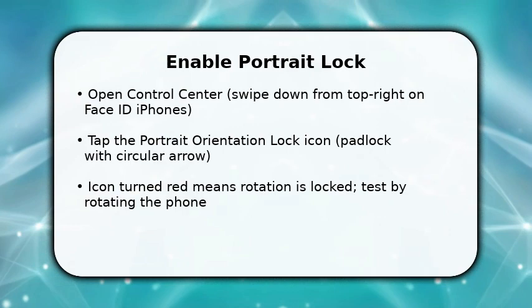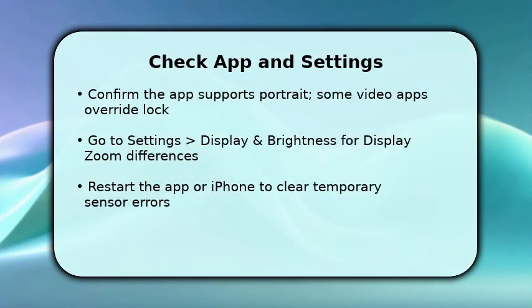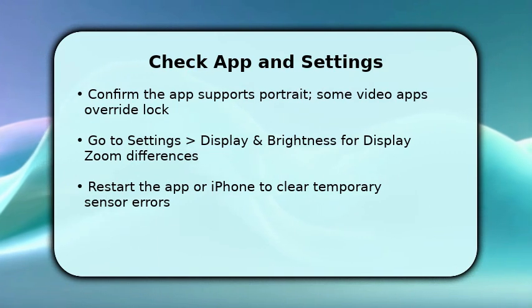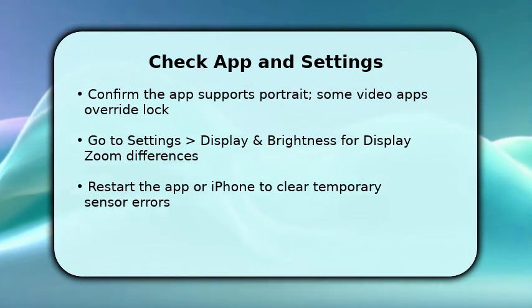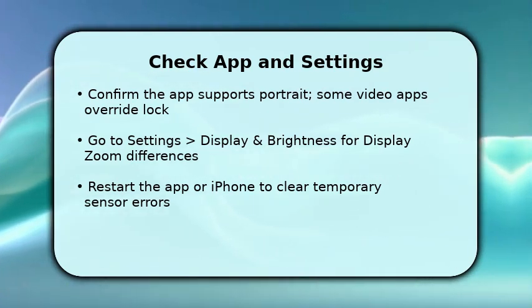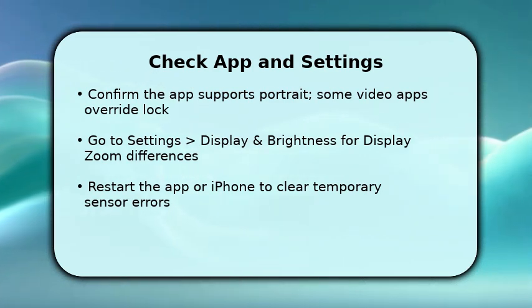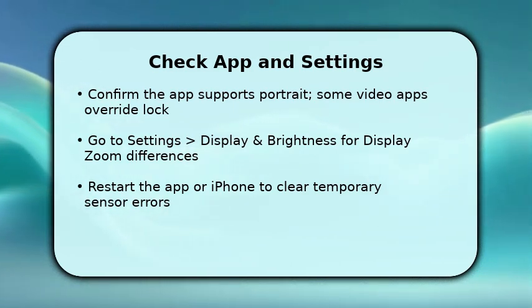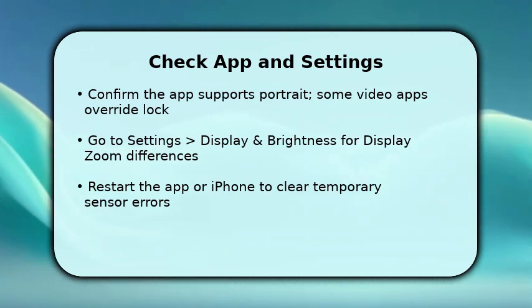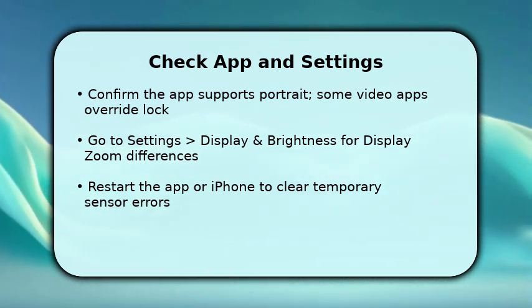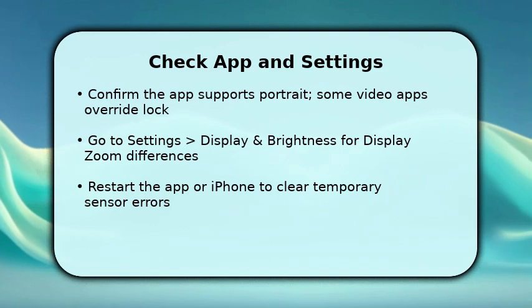Next, verify why rotation still happens in some cases. You should confirm the app itself allows landscape. Video and camera apps often override locks by design. Once done, check Settings, Display and Brightness for Display Zoom, because zoomed layouts can change orientation behavior. If the problem persists, force quit the app and restart your iPhone to reset sensors and system services. These steps address software quirks before you dig.